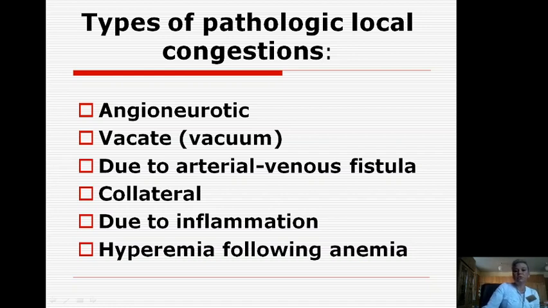Due to inflammation, we see arterial hyperemia and red color of inflammatory zone. And hyperemia following anemia or ischemia. After removal of the etiological factor, after ischemia, we can see hyperemia in the zone of ischemia.